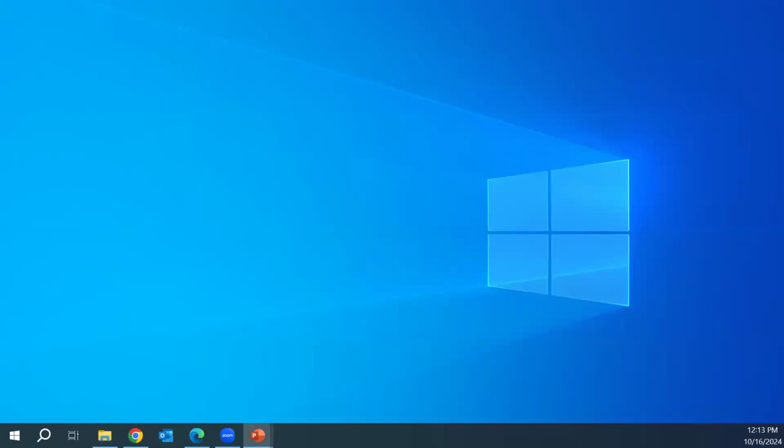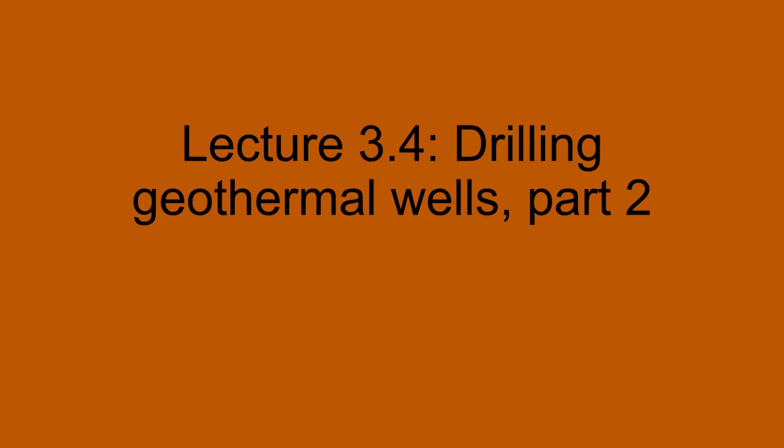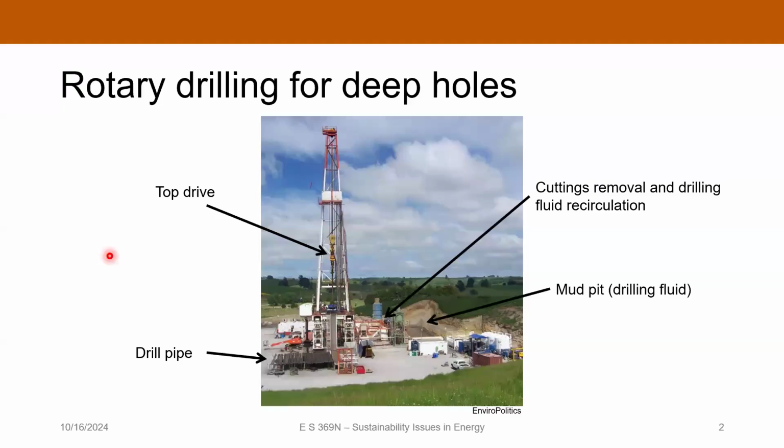All right. So this is part 2 of drilling. In this part, we're going to do rotary drilling for deep holes. Now, this is a typical rotary drilling rig for drilling several kilometers depth. And it's basically the same thing that you use to drill an oil and gas well. It's got the same components of that smaller drill rig that we looked at earlier. They're just scaled up.